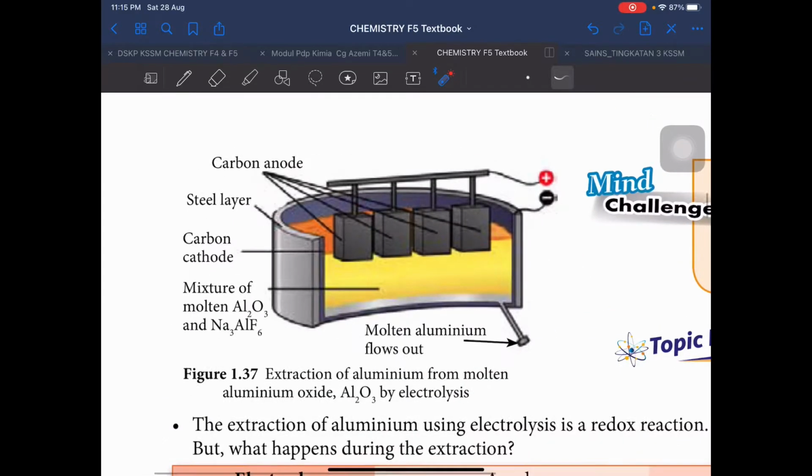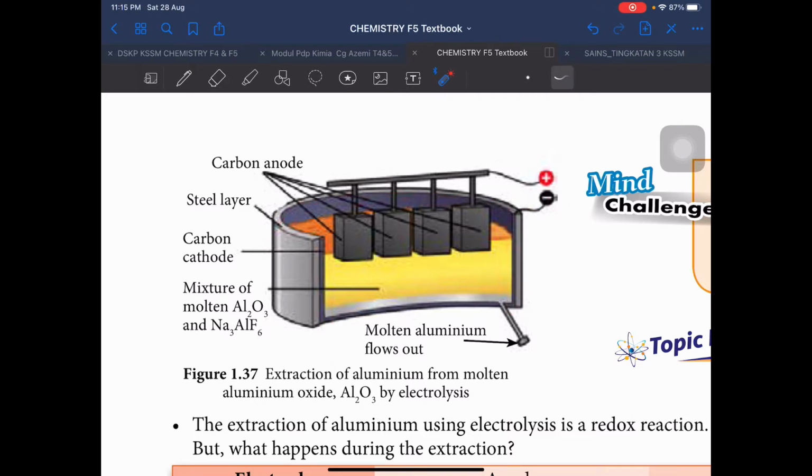This is the picture, so let us look at the picture carefully. This is the carbon anode. If you see in Google, or in the factory, okay, on a bigger scale, actually it is not like this, it's very super big. Now, this is an example: there is a carbon anode, and then there is a steel layer here. There are carbon cathodes around it that are negatively charged.